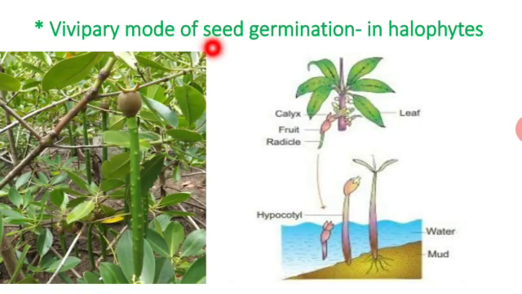Here we have vivipary, that is, seed germination found in the seashores, named as vivipary mode of seed germination in halophytes. The seeds germinate in the water, and then they move and fix in the soil in the water itself. Such plants are halophytic, and this growth is named as vivipary mode of seed germination.